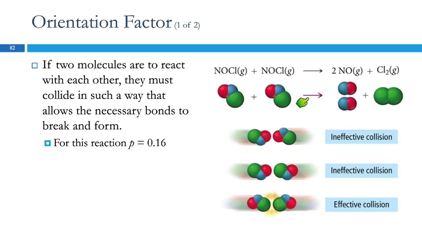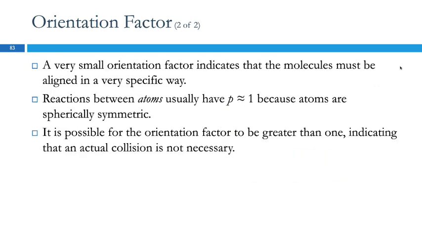So here we have pictures showing ineffective collision, effective collision. They have to collide in the correct way in order for reaction to occur. Here, that orientation factor is only 0.16. So 16% of collisions are in the correct orientation. So a small orientation factor, a small fraction of collisions that are oriented correctly, means that things must be aligned in a very specific way.